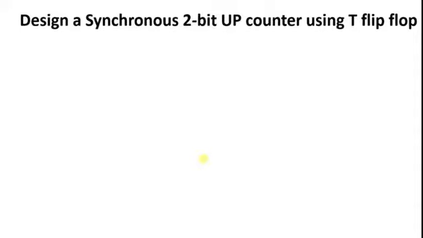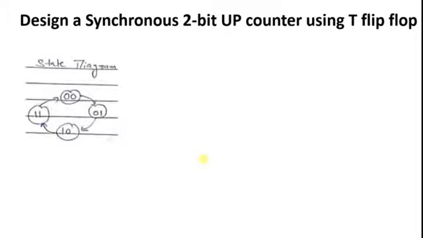So the moment you get the question 2-bit and up counting, it will be starting from 00 up to 11. So this is my state diagram, consisting of 00 to 01 and 10 to 11. That is your full cycle of the counting. Based on this, we are going to design our state table. But before getting to the state table, we should know the excitation table.